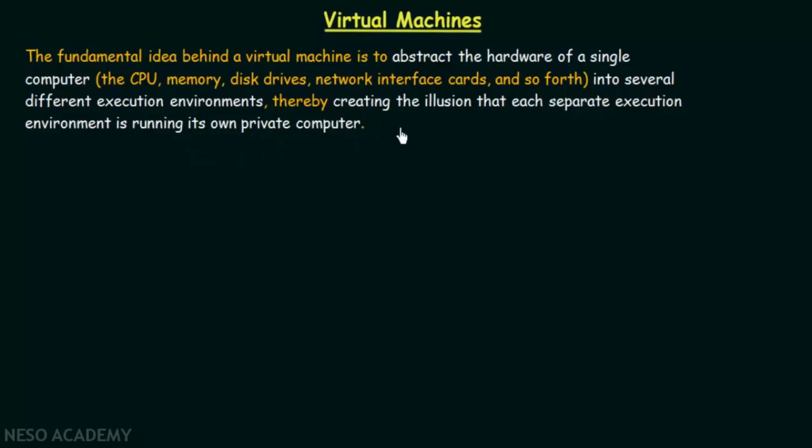So we take the hardware of a single computer and give it to several different execution environments, and we create an illusion for those execution environments that they are running their own private computer. So that is what we mean by virtual machines.